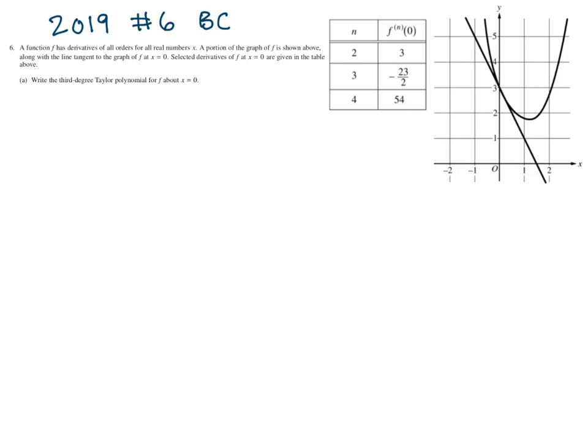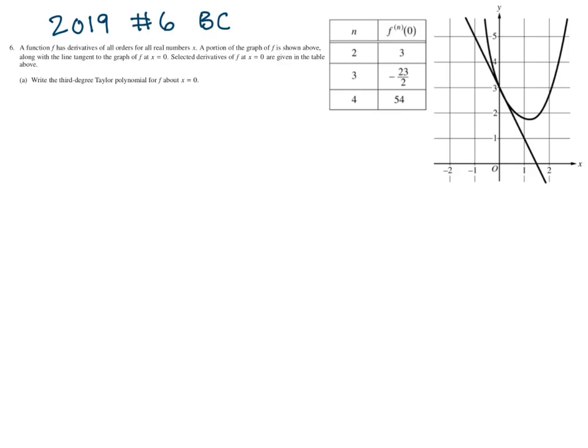So other selected derivatives are in that table, so the second derivative, the third derivative, the fourth derivative are all of those values right there. So this n is replacing that n right there. So for part A, they want us to write the third degree Taylor polynomial for f about x equals 0. So secretly, this is Maclaurin, but Taylor covers all of it, so that will be fine.